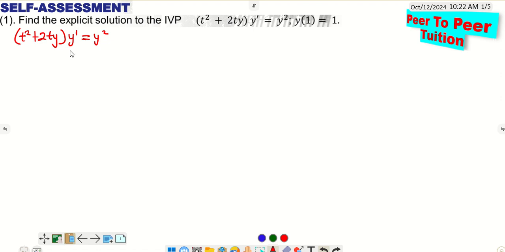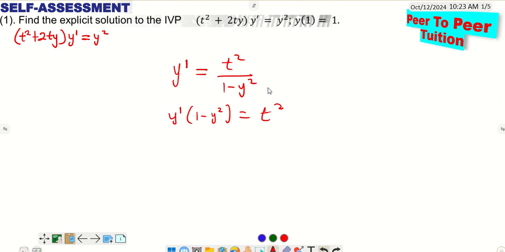Now, before we solve this one, let's consider this equation. If you have something like y prime is equal to t squared over 1 minus y squared, you can easily cross multiply to get (1 minus y squared) dy equal to t squared dt. It means that all the y values are on the left hand side and all the t's are on the right hand side. Whenever you see such a differential equation, it is called a separable differential equation.